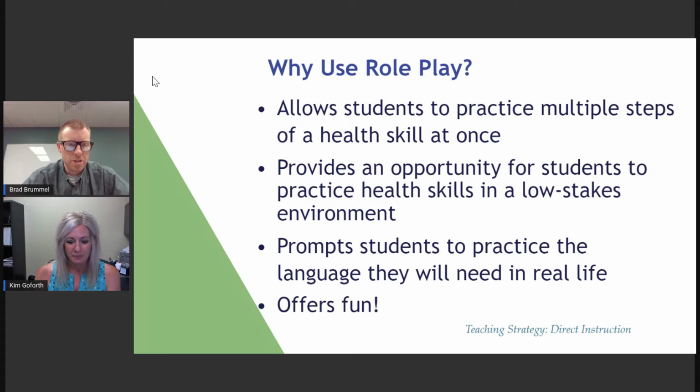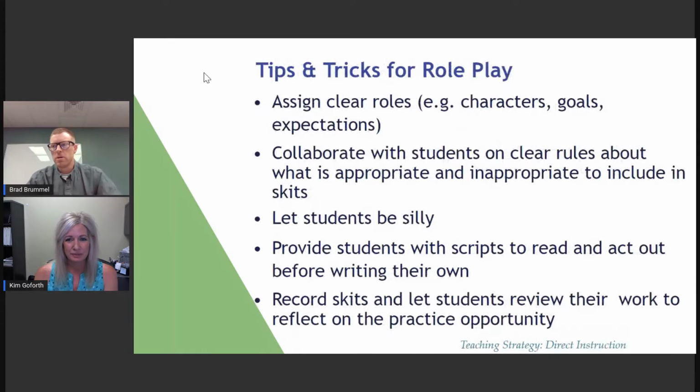Yeah, and it should provide a high level of engagement too. We all want our students to be engaged, right? Mm-hmm. And I think sometimes, Kim, our health content can be pretty heavy at times. Yeah. It can hit hard. Right. And so if we can counter that with a little bit more of a fun instructional strategy, I think that can be impactful. Yeah, for sure.